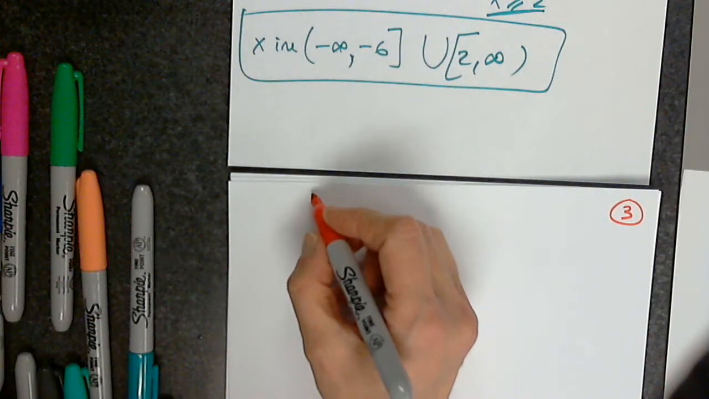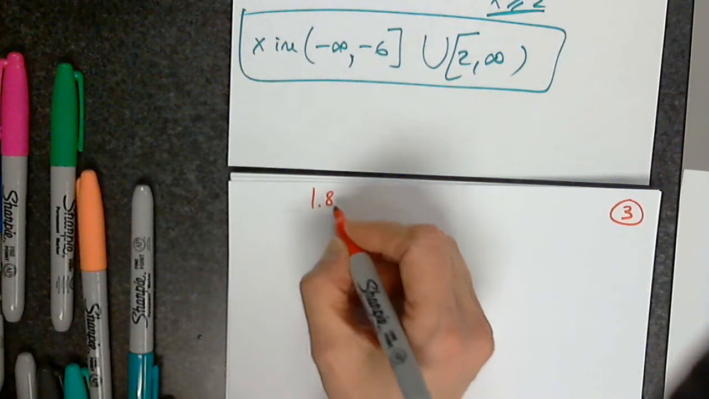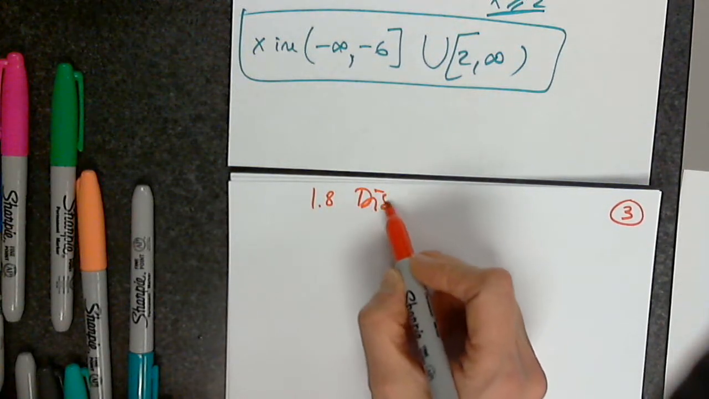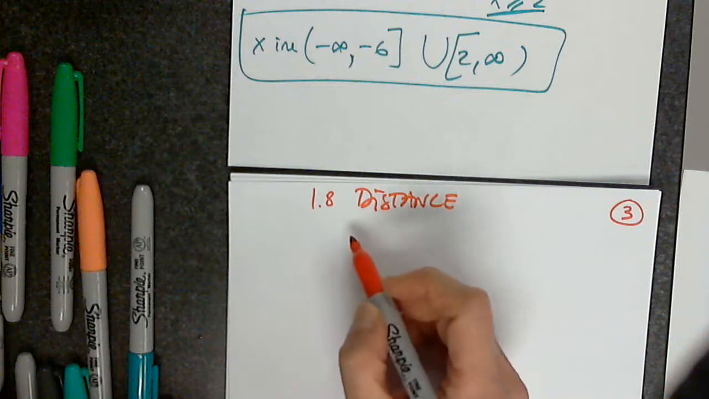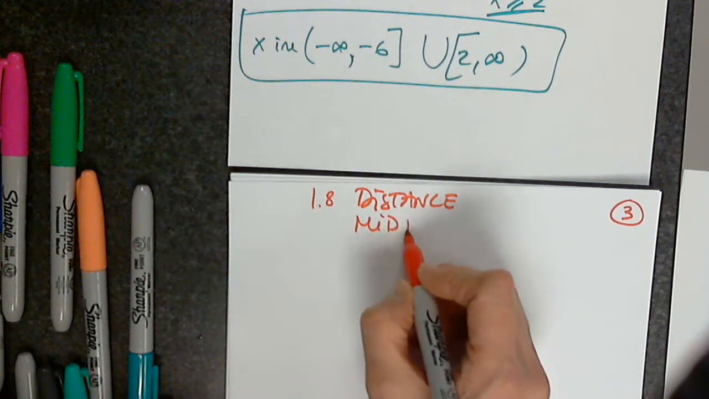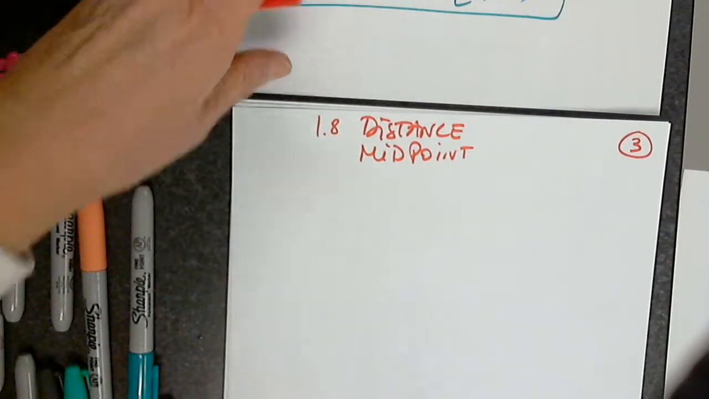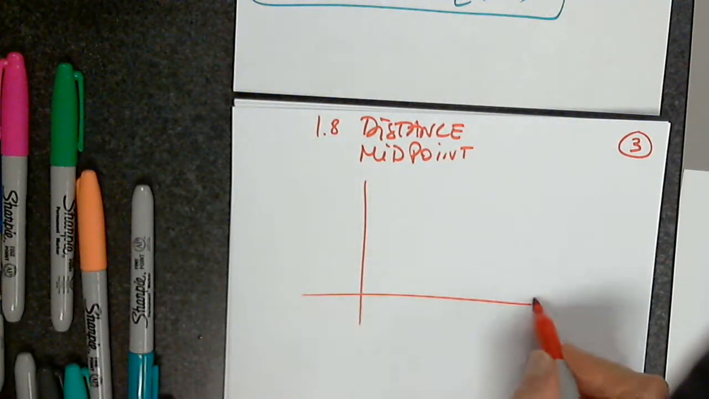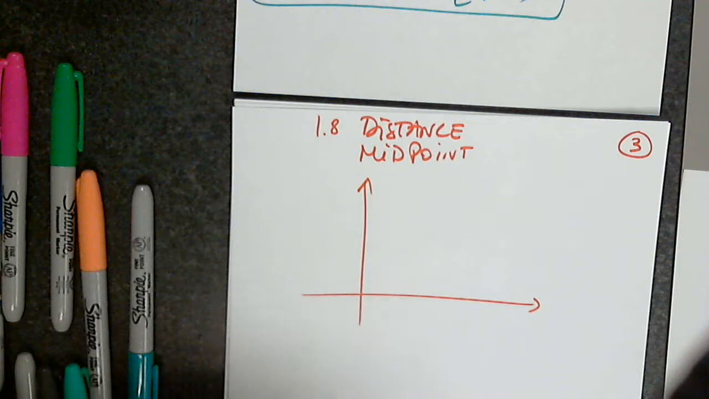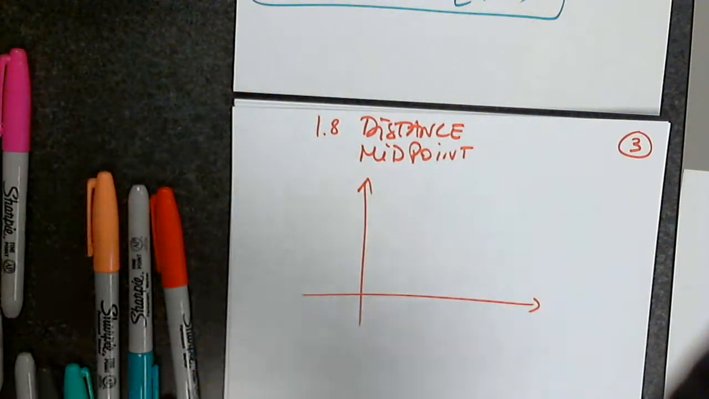So this is 1.8, distance between points and midpoint. Okay, so I'm going to draw 2 points or plot 2 points on a coordinate system, and here they are.